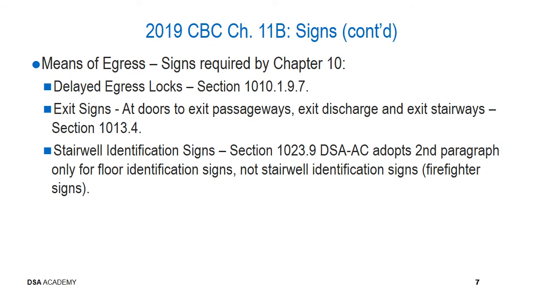And the requirements for areas of refuge, including instructions, can be found in Section 1009.11. Additional requirements for signs required by Chapter 10 for means of egress are delayed egress locks, Section 1010.1.9.7, exit signs at doors that lead to exit passageways, exit discharge, and exit stairways, that's Section 1013.4, and stairwell identification signs are in Section 1023.9.